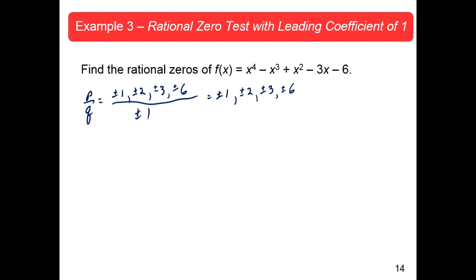What's 1 to the 4th power? 1 minus 1 to the 3rd power. 1 plus 1 to the 2nd power. Minus 3 times 1. Negative 3. Minus 6. You just add the coefficients, isn't it? So here's minus 9, minus 10, plus 2. That's not going to come out being a 0.